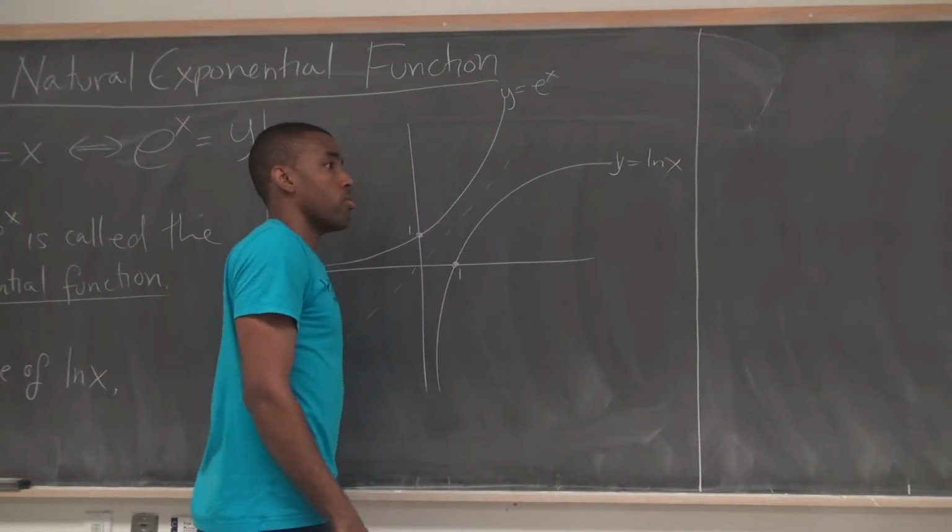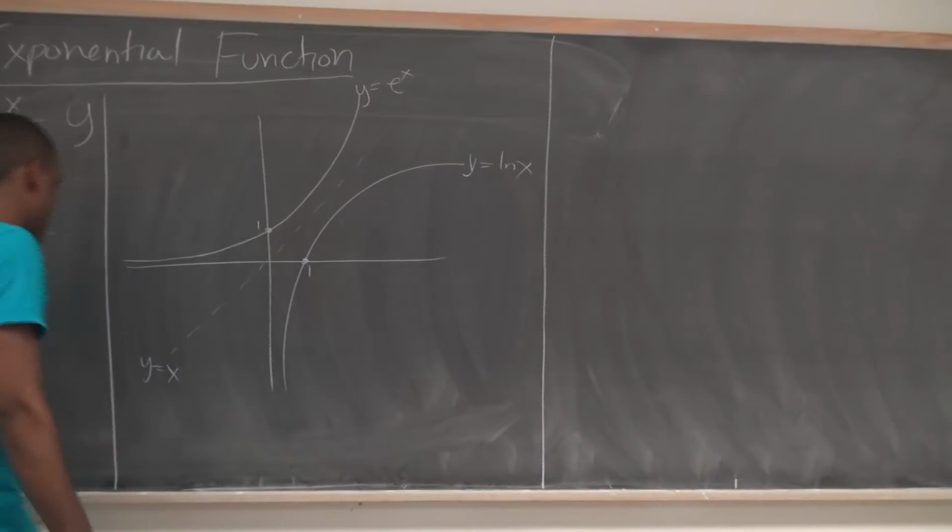e is roughly what value? 2.7. 2.718. Okay, good.